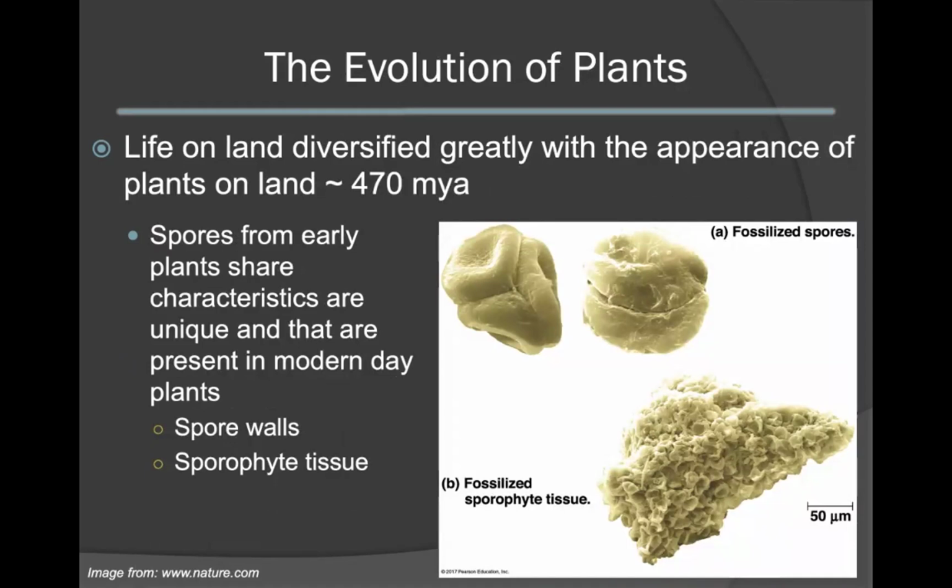Once plants made their appearance on land about 470 million years ago, life on land diversified greatly. Spores from early plants share characteristics that are unique and that are present in modern-day plants. These include the presence of the spore walls as well as the characteristics of the sporophyte tissue.